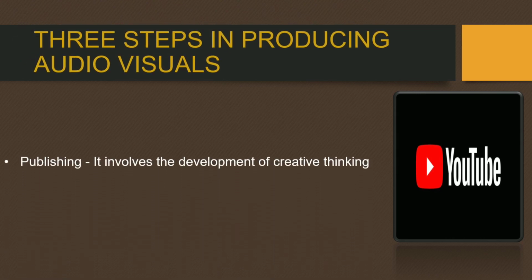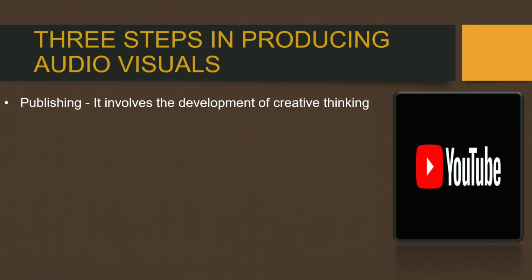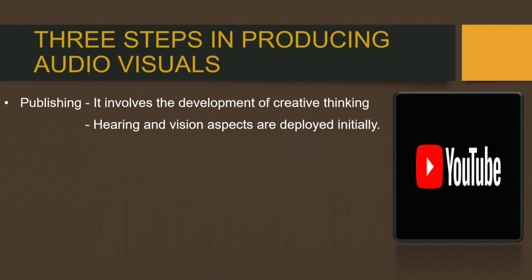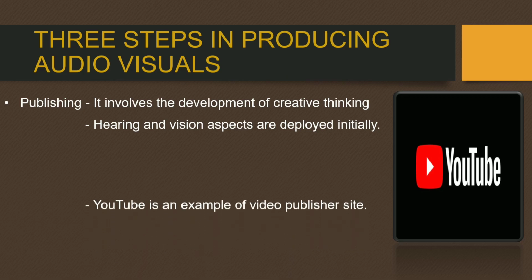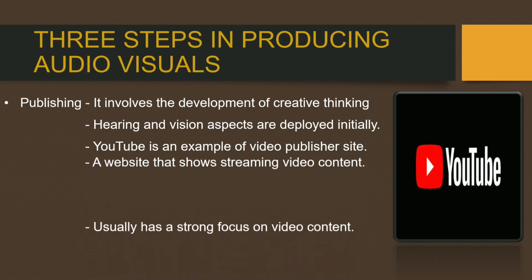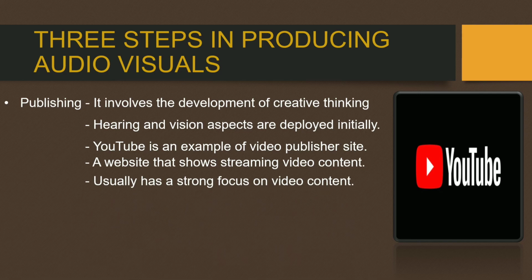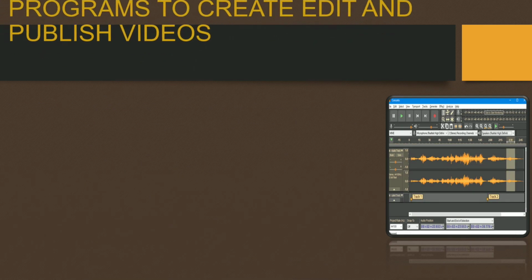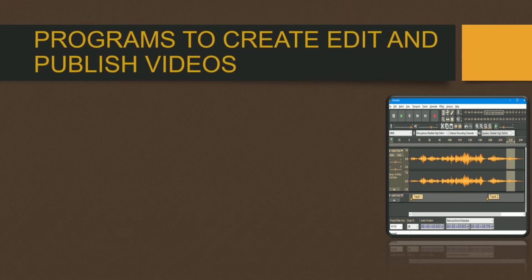And lastly, the publishing. It involves the development of creative thinking. Hearing and vision aspects are deployed initially. YouTube is an example of a video publisher site, a website that shows streaming video content and usually has a strong focus on video content. A partner site within the Google Display Network. And lastly, placement is programs to create, edit, and publish videos.